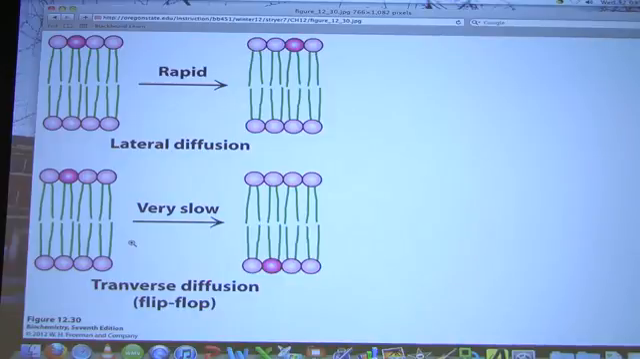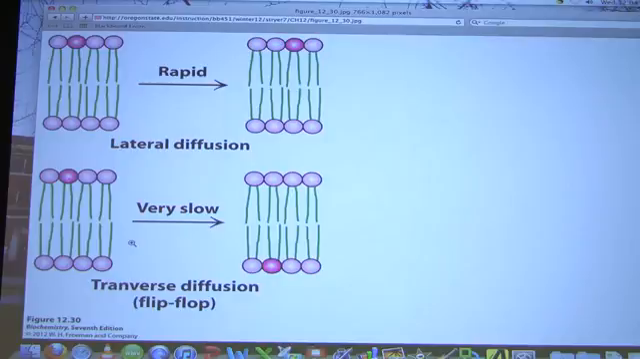So in the top figure, we can see a lipid bilayer that has a specifically marked molecule. You can see it in red there. And you see that in this lateral diffusion, what's happening is the red molecule is shifting places on the same side of the membrane. In this case, it's going from position number 2 to position number 3. And that movement on one side of the membrane, it could happen down here as well, is very, very rapid. All right? So lateral diffusion happens very quickly across a membrane.